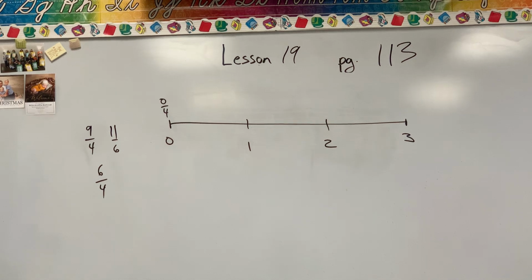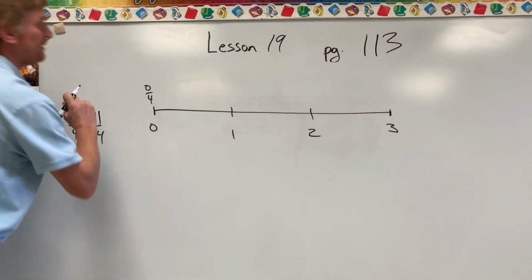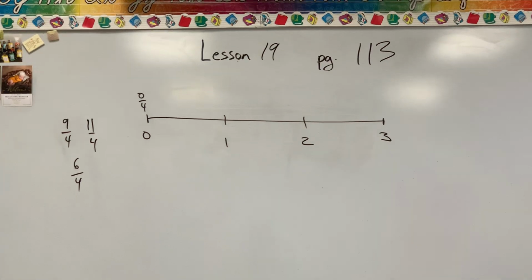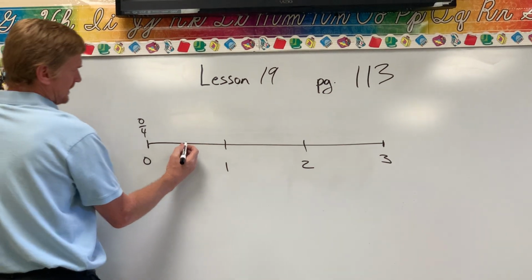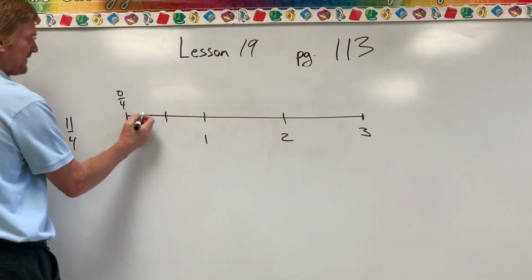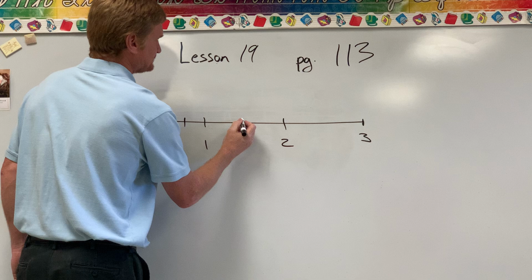11 fourths. Whoops, messed up there. So go ahead and make your number line and find those fractions. Pause and do it on your own. All right, hopefully, again, if we're doing fourths, I like to break it in half, and then half of a half would be a fourth.